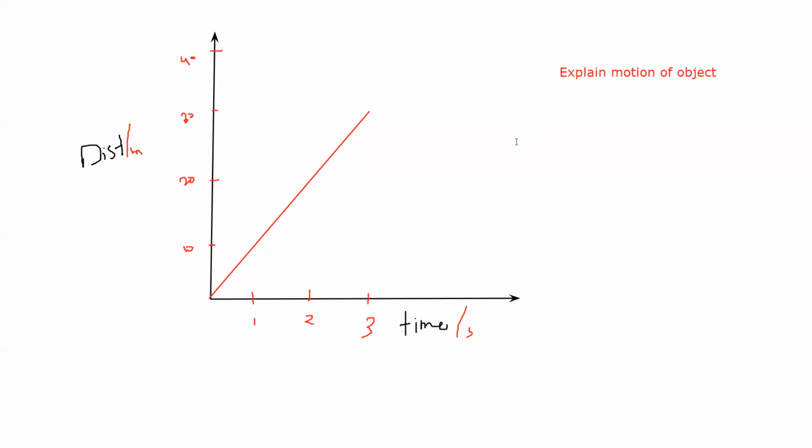Explain the motion of an object means what is happening to the object, how the object is moving: accelerating, decelerating, at rest, or moving with a constant speed. So what is the motion of this object? This object is moving with a constant speed, that's right.